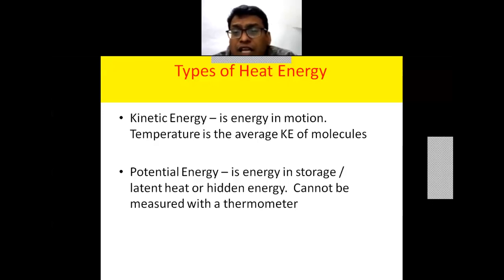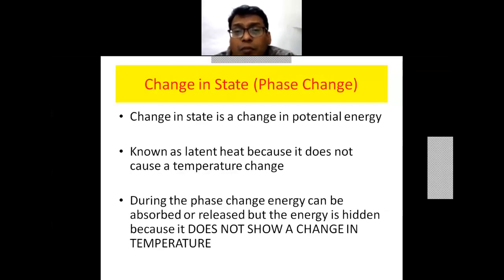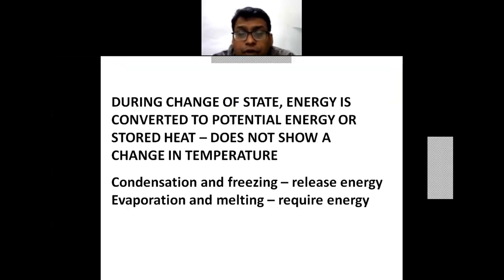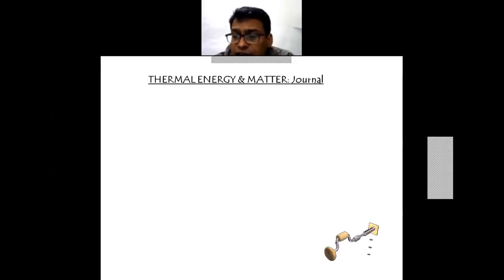Now the potential energy is the energy in storage. The latent heat, or the hidden energy, cannot be measured with a thermometer. So this potential energy we cannot measure with the help of a thermometer. Whenever there is a phase change, the change in state is a change in potential energy. It is known as latent heat because it does not cause a temperature change. During the phase change, energy can be absorbed or released, but the energy is hidden because it does not show a change in temperature. Condensation and freezing release energy; evaporation and melting require energy.